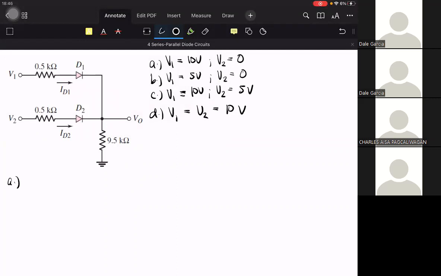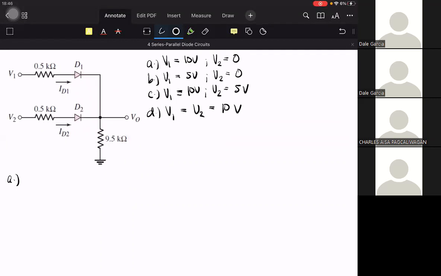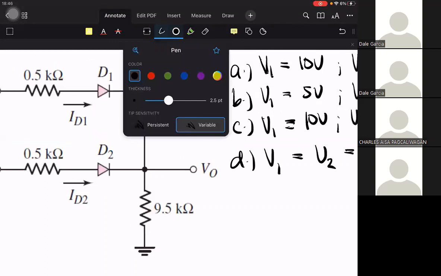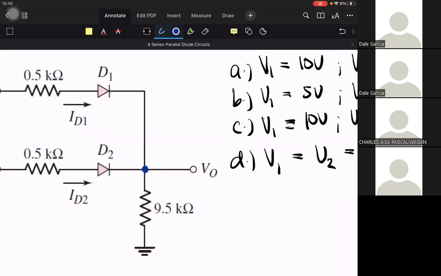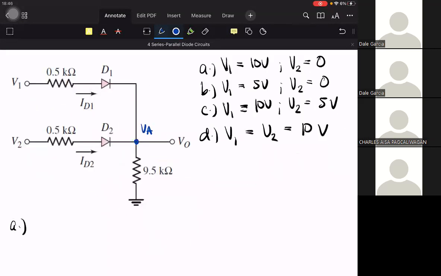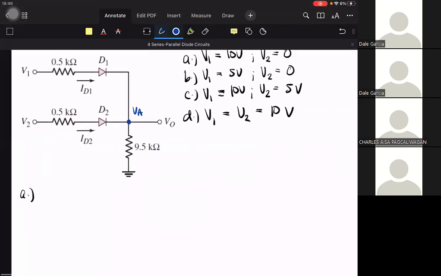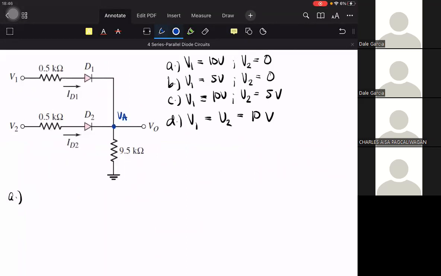Okay, for the first case, let's assign this nodal point as VA. So VA is equal to VO. Pwede lagot VO, pero VA na lang. So VA. So, the equation ta, isa dili nga branch, isa dito, o isa dili.